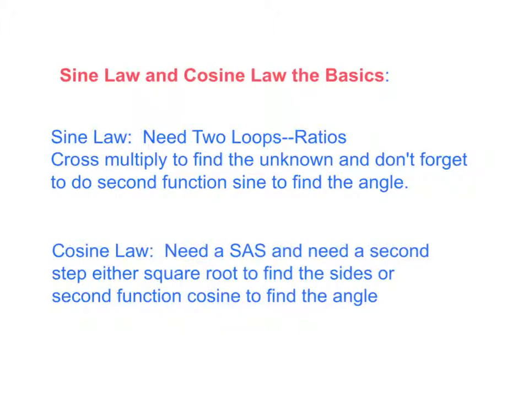So there's the quick 1-2 of sine law and cosine law. So for sine law, make sure you find two loops, one that has the angle inside and one that has one of the unknowns. Please set up the ratios correctly. Sine A over little a equals sine B over b. Cross multiply to find the unknowns, and don't forget to do second function sine to find the missing angle. Cosine law, always look for the little hat on top of the triangle. It's a side angle side combo. And remember the second step, either square root to find the missing side or second function cosine to find the missing angle. And never forget, there is no such thing as tangent law. Thanks for listening.